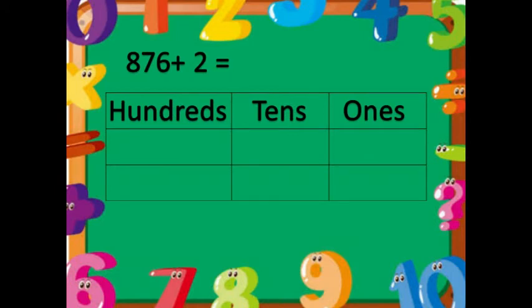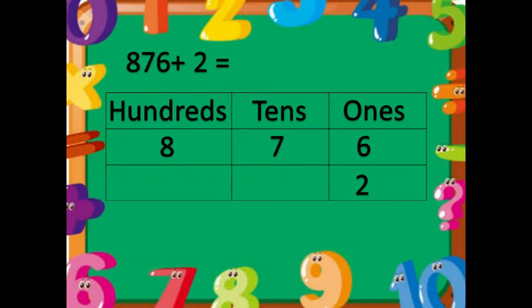So let's place 876 first. The 6 is in the ones, the 7 is in the tens, and the 8 is in the hundreds. And next, we have 2. So 2 is in the ones. We don't have a number to place in tens and hundreds, so we leave it blank.